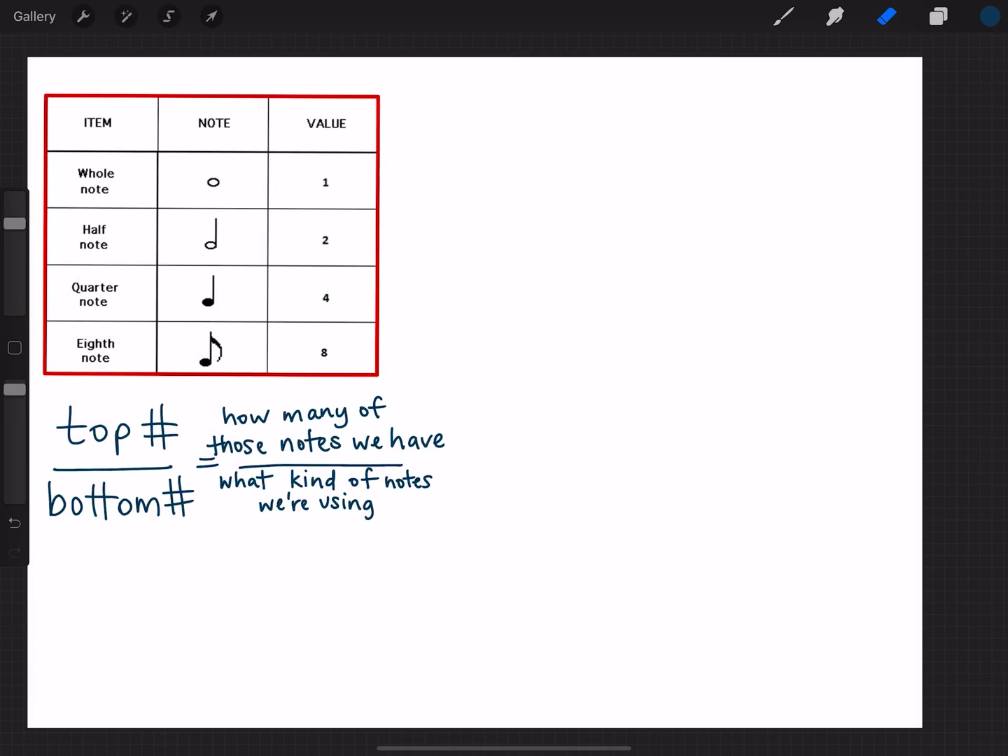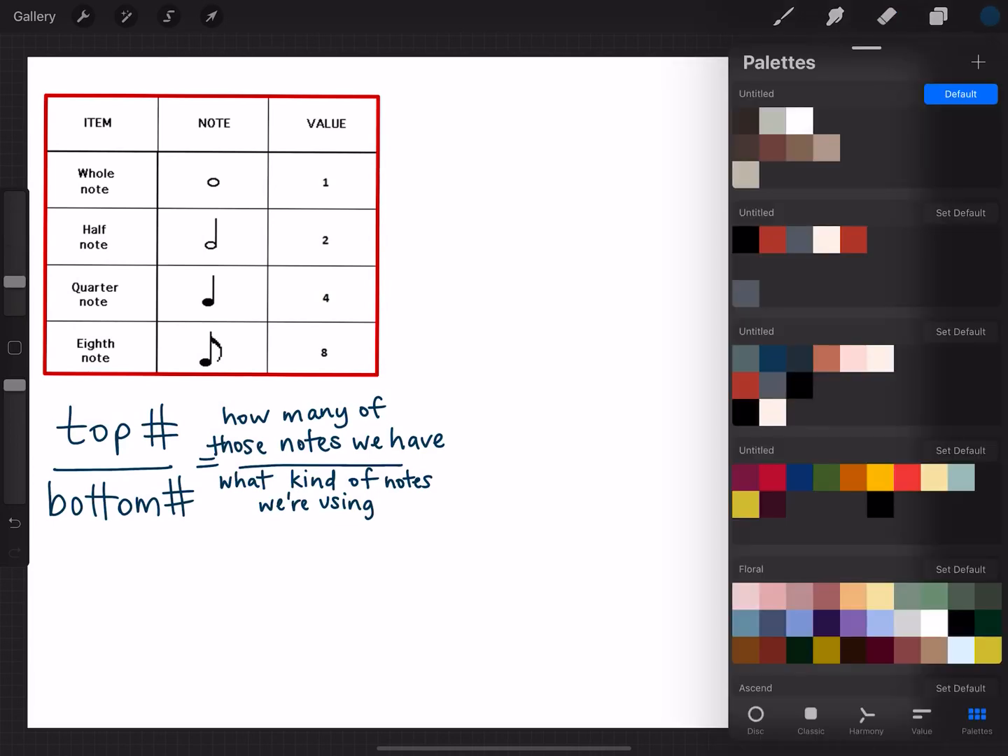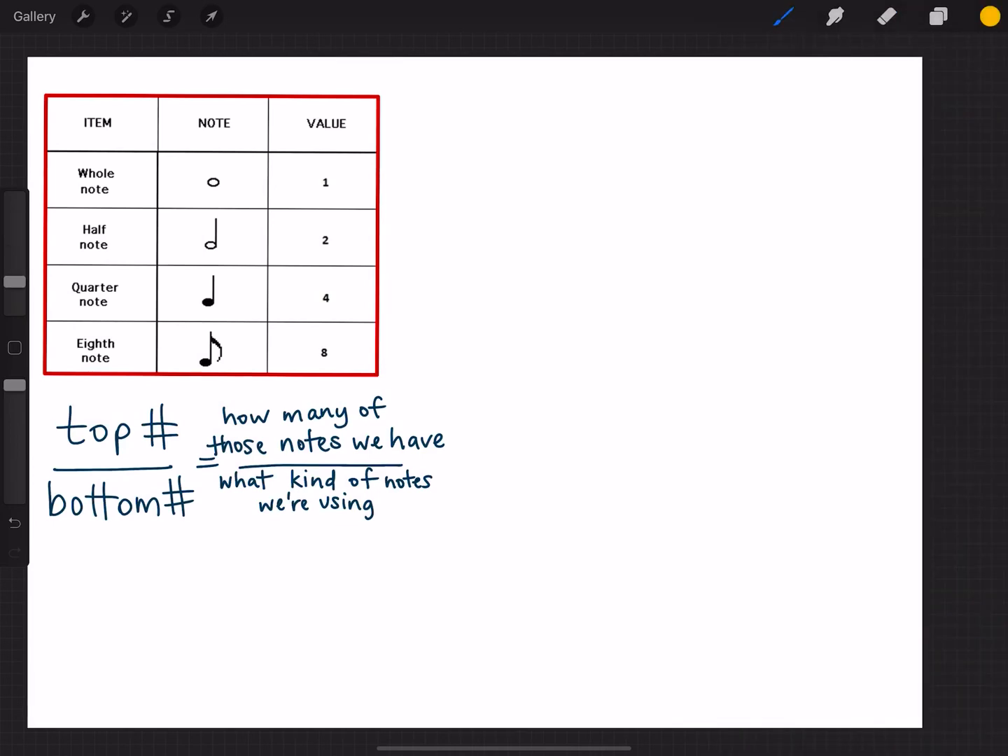Everybody, I just wanted to make one more video really clarifying the process of figuring out how many beats we're allowed to have per measure. Hopefully you remember from our last video that the top number tells us how many of those notes we have, and the bottom number tells us what kind of notes that we're using, and we can use this chart that I put up above here to help you remember.